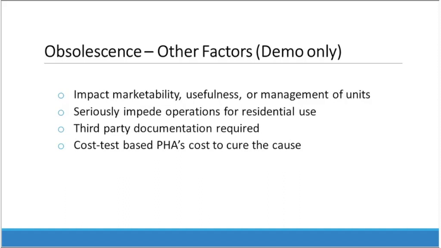Related to that, serious impediments to the operations of residential use. That could be an environmental factor, could be market. But some third-party documentation is required. If it's a market factor, you need to be able to show that you've made efforts, and despite those efforts, you still can't lease your units, or document whatever the adverse impact is that's impacting your building.